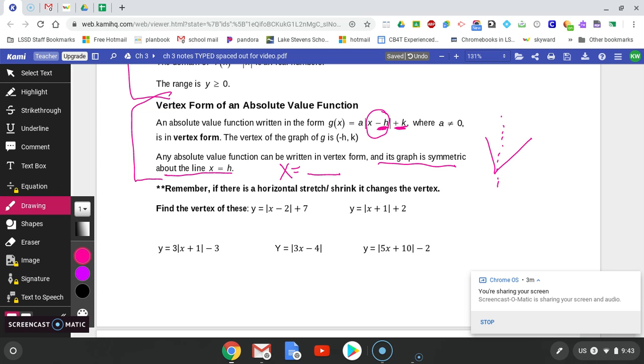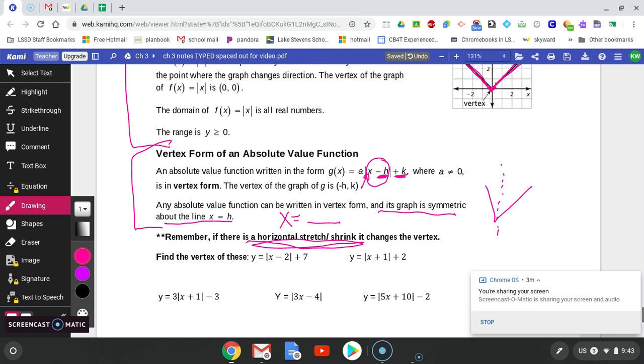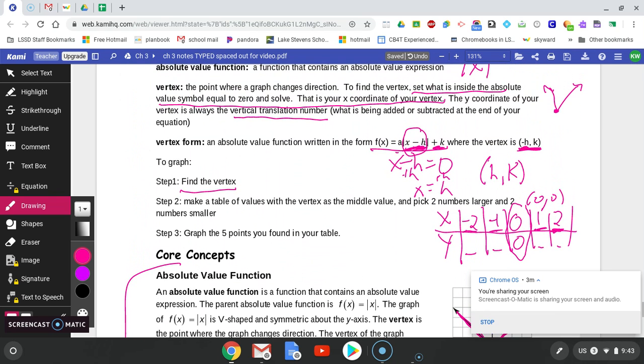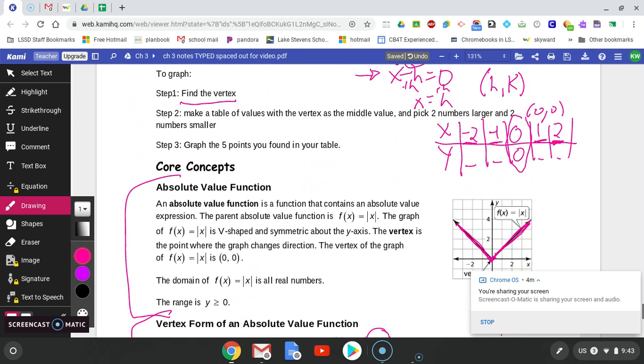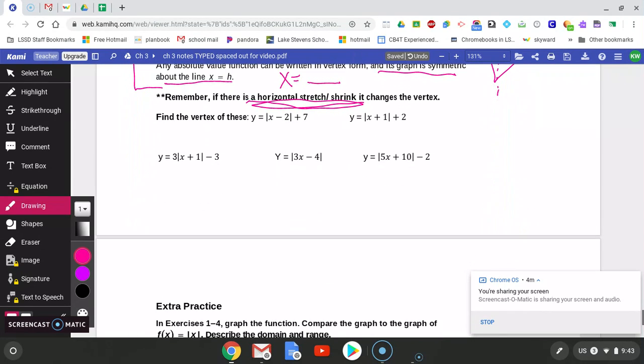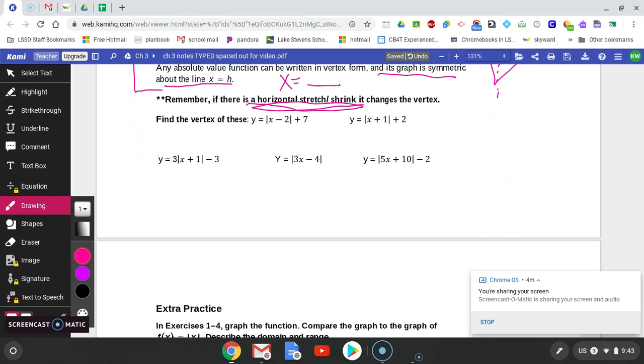That's true unless you have a number in front of your x inside the absolute value. So that's your horizontal stretch or shrink. Then that's going to be a little bit different of a vertex, which is why you should always just set it equal to 0, like we talked about right here, and you'll be able to find that vertex. Okay, all right, so let's start by taking a look at these problems.